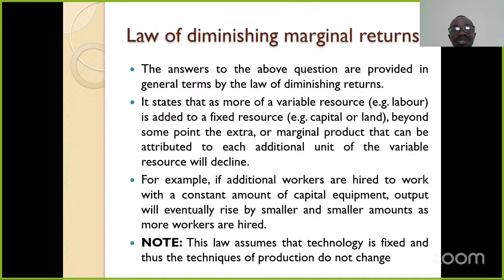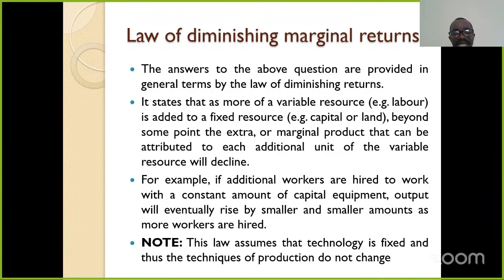Now, this brings us to the law of diminishing marginal returns. The answer to the above question is provided in general terms by the law of diminishing returns. This law states that as more of a variable resource, in this case labor, is added to a fixed resource, for example, land or capital, beyond some point, the extra or marginal product attributed to each additional unit of the variable resource will decline.